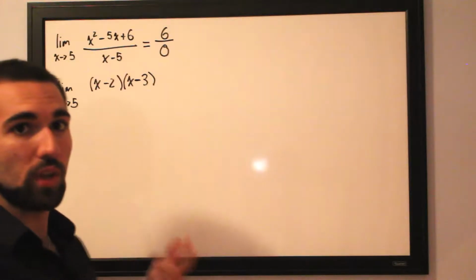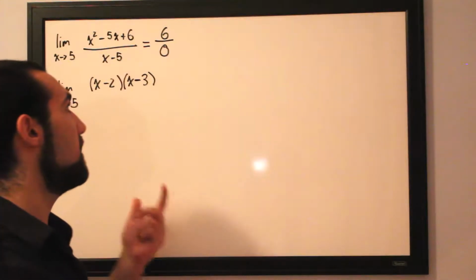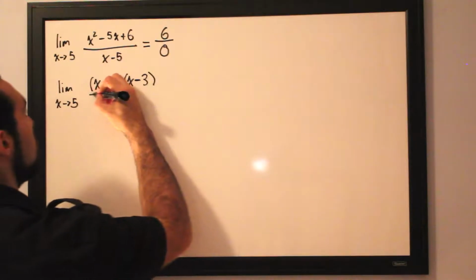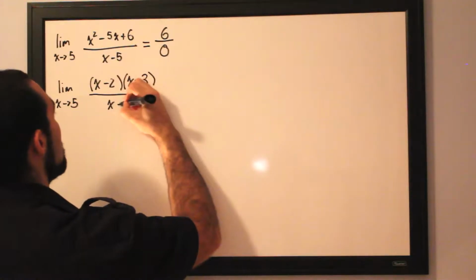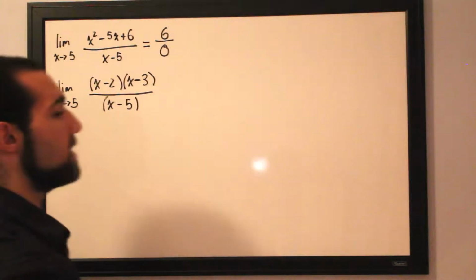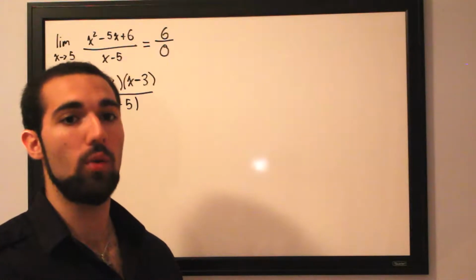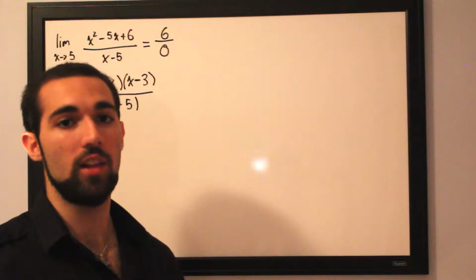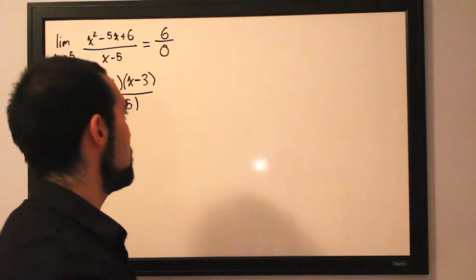Minus 3 and minus 2 give you a product of positive 6 and a sum of negative 5, so this works out. All over x minus 5. We notice that unfortunately we can't cancel anything out, so all we can do now is evaluate the left-handed and right-handed limits to see if these two limits line up.